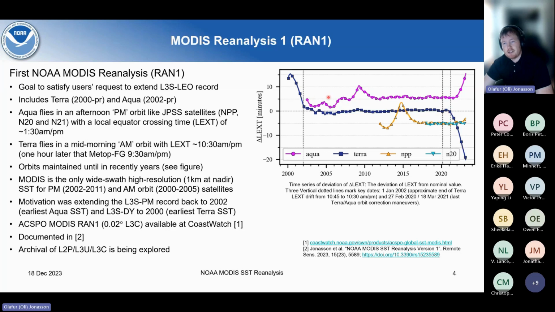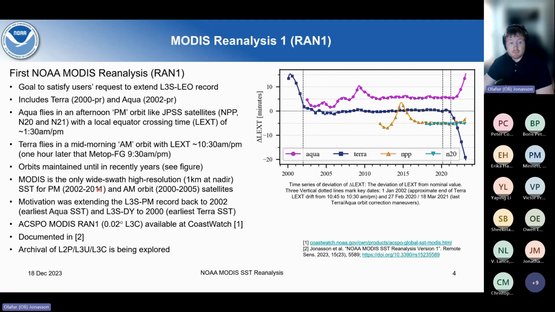For Aqua, it's actually been closer to 1:35 PM for most of its life. So it's close to 1:30, but not quite. It's been within about 5 minutes of that until early 2021. The second dashed line here denotes the last orbital correction maneuver for Aqua. After that, it's been a projectile, so its orbit is decaying.